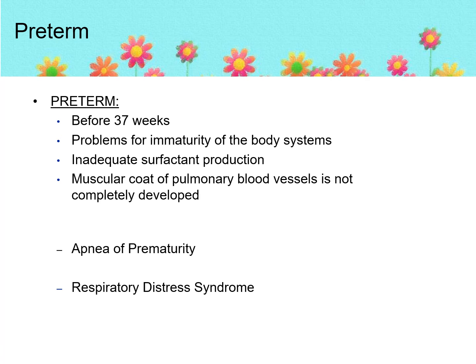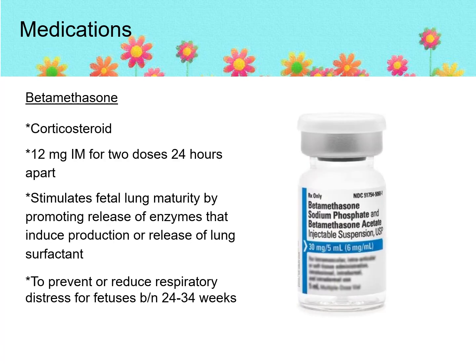All right, so some of the medications we can give. We have betamethasone, which is a corticosteroid. We administer this to the mother when she is going to have a preterm baby, when birth is imminent and we want to try to mature the baby's lungs. So we're going to give 12 milligrams IM for 2 doses, 24 hours apart if possible.